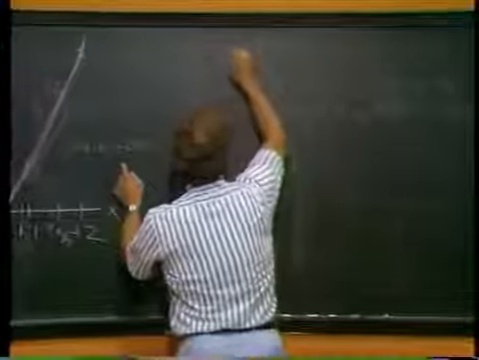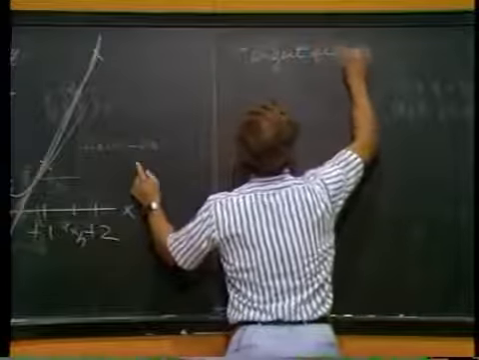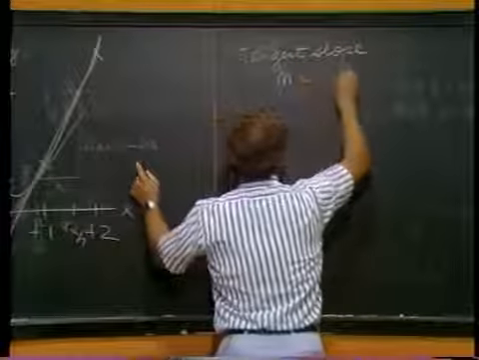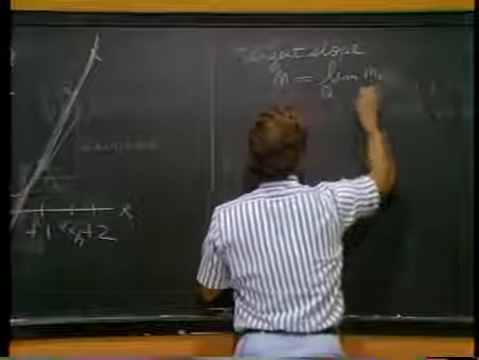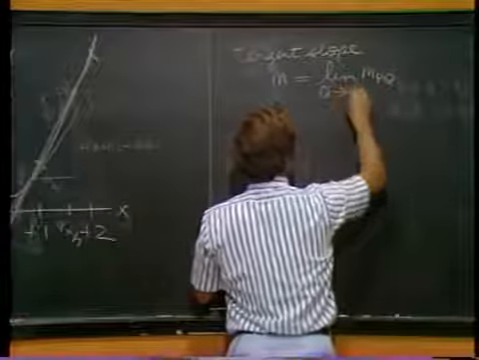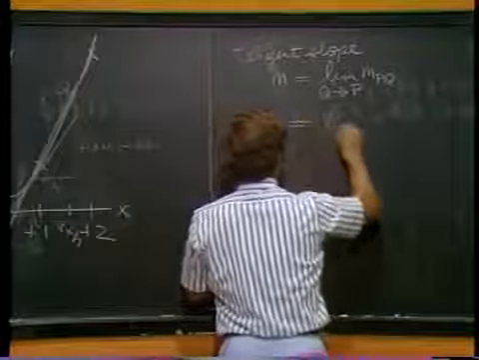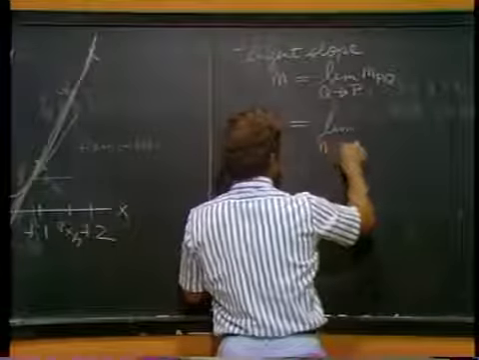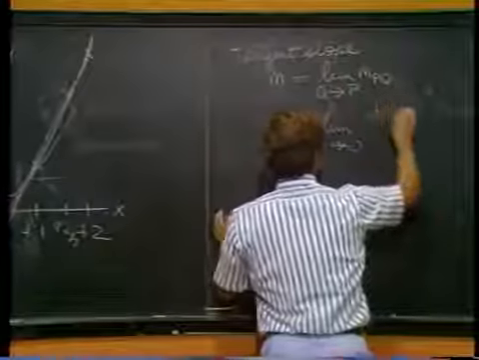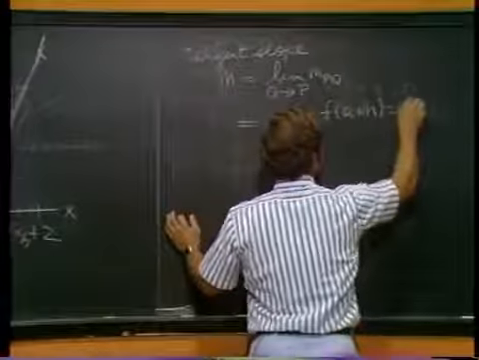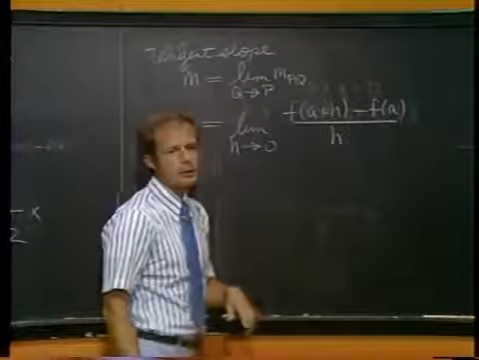The slope we're after, the tangent slope m, as before, is the secant slope limit as the variable point approaches our fixed point P. And by what we've just written down, that's equivalent to letting h, the distance between the points, go to 0 of the rise over the run that we've just established.